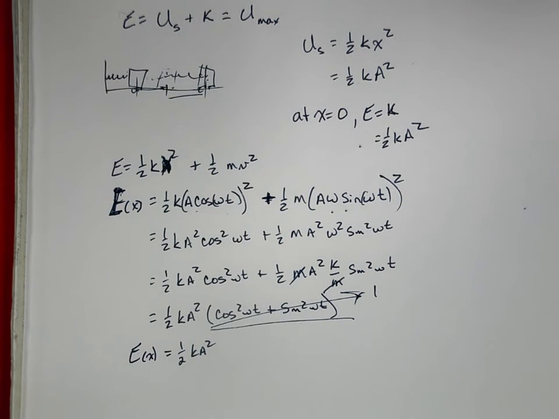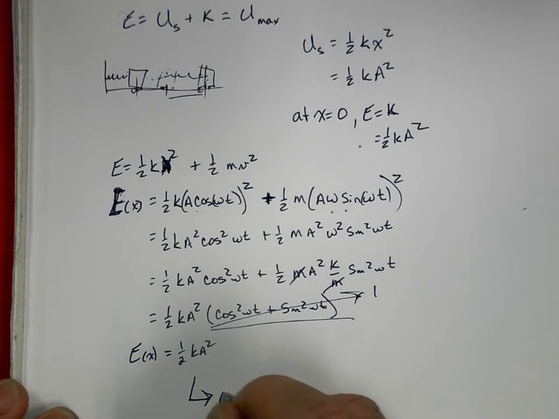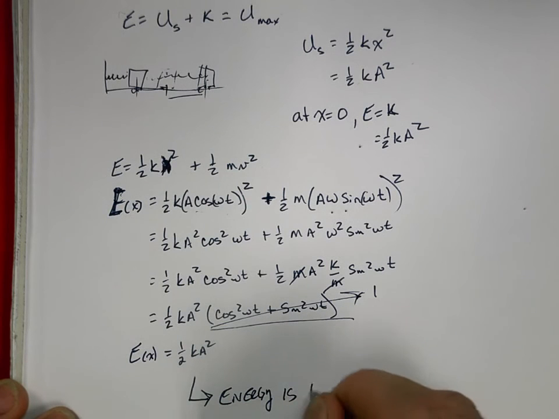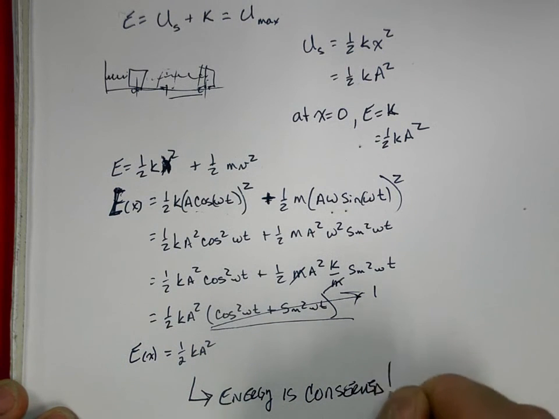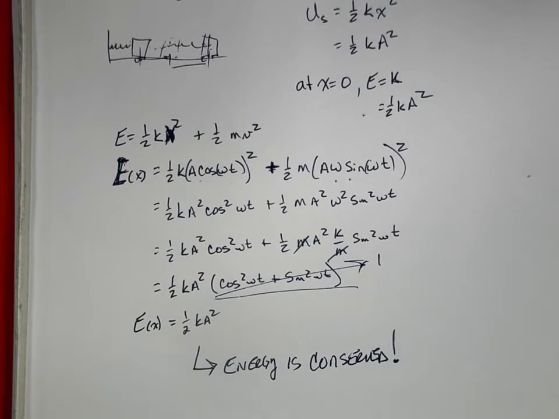So, what does this imply about a simple harmonic oscillator? Energy is conserved. When you have a simple harmonic oscillator, energy is always conserved. That's your lecture.